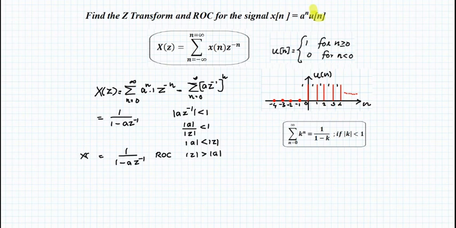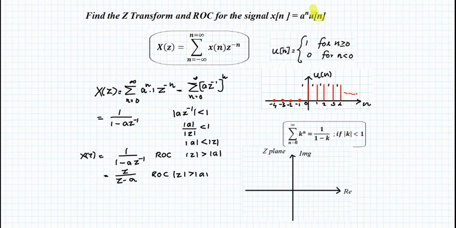I can also write this Z transform if you take this z raised to minus 1, and it becomes z by z minus a, and the ROC, region of convergence, I can write modulus of z greater than modulus of a. And graphically I need to show this waveform.